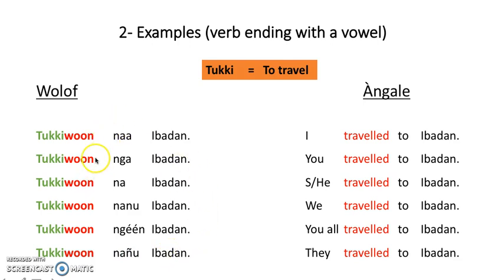So the only thing that changes here is just the W before the tense marker, making it won instead of on. But basically you have the same thing. Whether the verb ends with a consonant or a vowel, you basically have the same thing. The verb, then you add the tense marker of the past, then the subject, then the object.